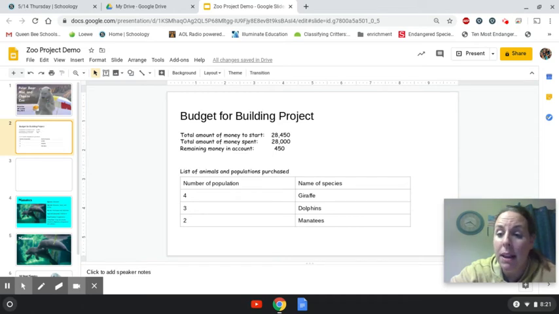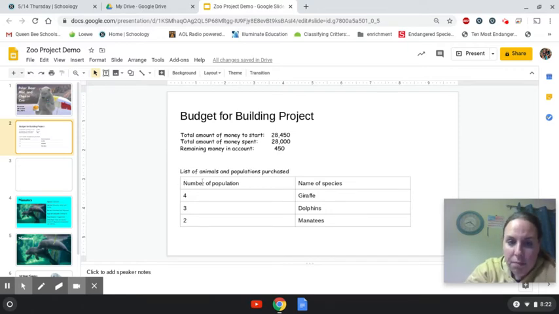But for this, I made up the numbers. They don't even really total up the right thing. So don't go through and say, she said she had this many animals, but she spent this much. I just made up numbers. So total amount of money to start, I had $28,450. Total amount of money spent, $28,000. Remaining money in the account, $450. The list of animals and populations purchased, number of population 4, and then name a giraffe, etc., etc.